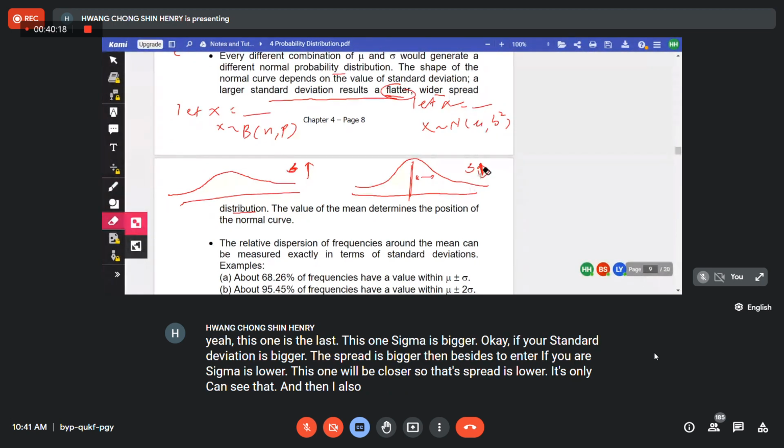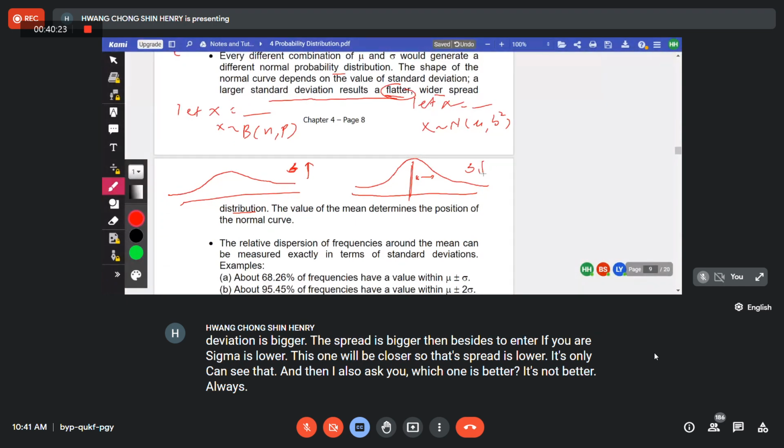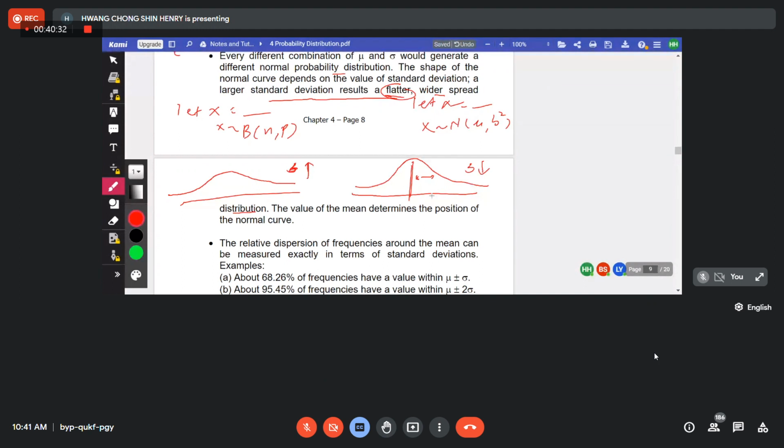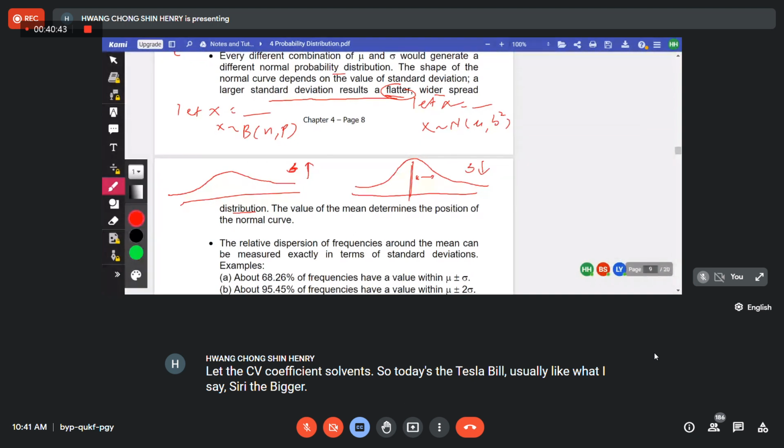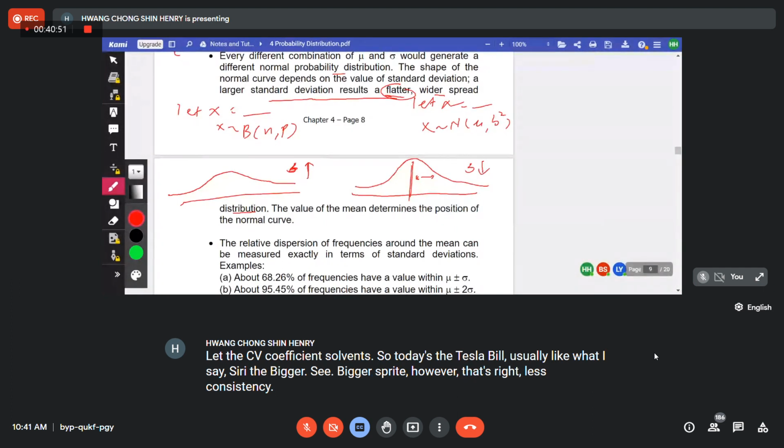And then I also asked you last time, which one is better? You want the bigger spread or you want the smaller spread? You want the smaller spread, right? Remember when we learned the CV, coefficient of variation? Saturday is a test. The bigger the CV, the bigger the spread, higher variance, less consistency. So in this case, your variance is smaller, the result is more consistent, better.